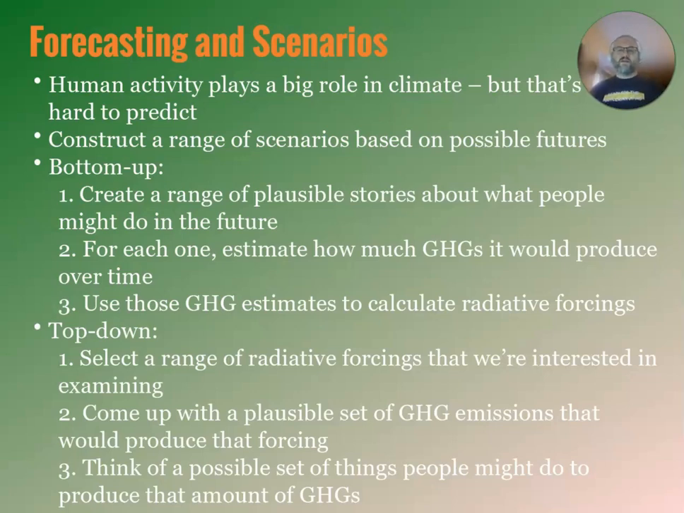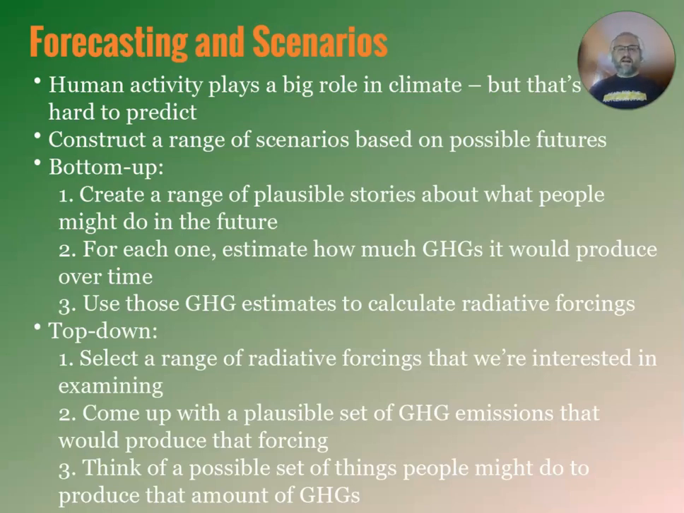Then for each of those, we come up with a plausible set of greenhouse gas emissions that would produce that forcing. So if we are interested in saying, what would happen to the Earth if we got a radiative forcing of 4 watts per square meter by the year 2100, then, well, how could we get there? What kind of greenhouse gas emissions that are sort of plausible that humans could create would lead to that radiative forcing? So we're basically doing the calculations backwards from what we did in step 3 of the bottom-up scenarios.